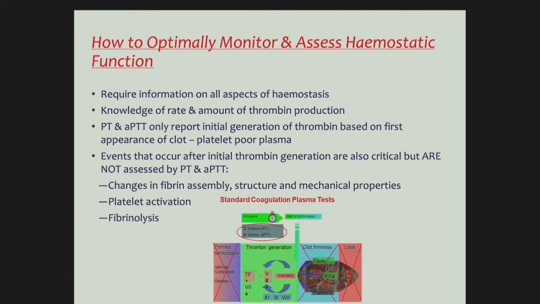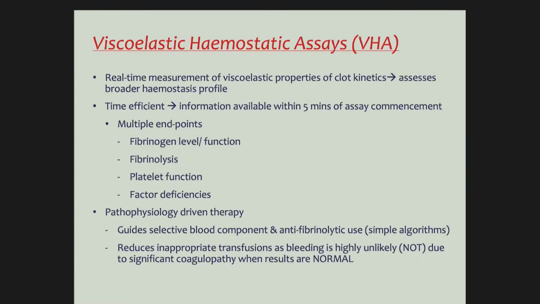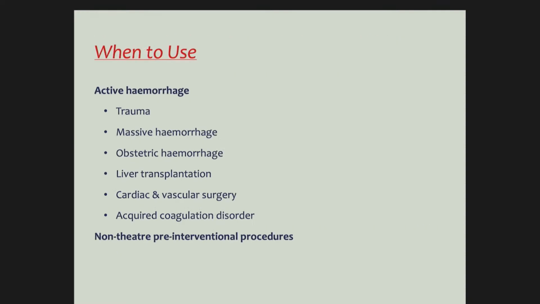What about coagulation monitoring? So we can have this point of care testing at the bedside. The viscoelastic testing gives us an overall picture of the hemostatic process, whereas our standard coag tests are only looking at when thrombin is first generated. It tells us nothing about primary hemostasis or clot breakdown. So viscoelastic testing has multiple endpoints. It tells us about fibrinogen, platelets, and clotting factors. So now we've got a guide for selective blood component therapy, and it also can demonstrate whether the patient is fibrinolytic, whether they should be given tranexamic acid. So with the introduction of this technology, it reduces inappropriate use of blood and blood products.